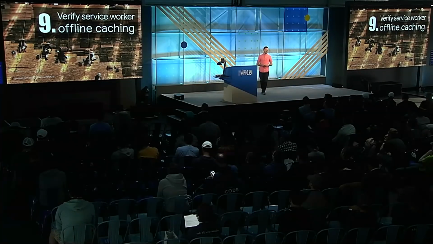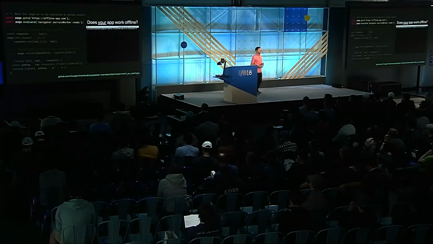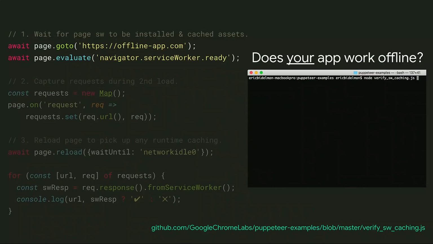Number 9 is one of my favorites. Verify that Service Worker is actually caching all of your app. Every time I use Service Worker, I always leave something out. I always forget to cache something in the cache, which means somebody comes back to my page, and ultimately my entire app doesn't work offline. They get a 404, like an image is broken or something. Well, we can verify that that's not going to be the case using some of Puppeteer's APIs. So to do this, we'll navigate to a page that uses offline caching. And then we call page.evaluate, and we wait for the service worker in the page to be installed and ready.